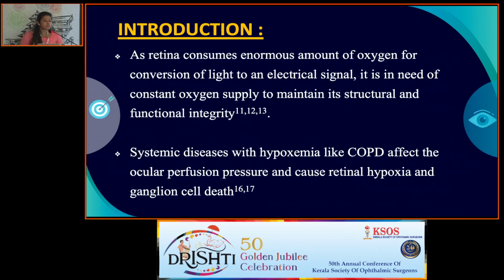As the retina consumes an enormous amount of oxygen for conversion of light to an electrical signal, it is in constant need of oxygen supply to maintain its structural and functional integrity. Systemic diseases with hypoxemia, like COPD, affect the ocular perfusion pressure and cause retinal hypoxia and ganglion cell death.